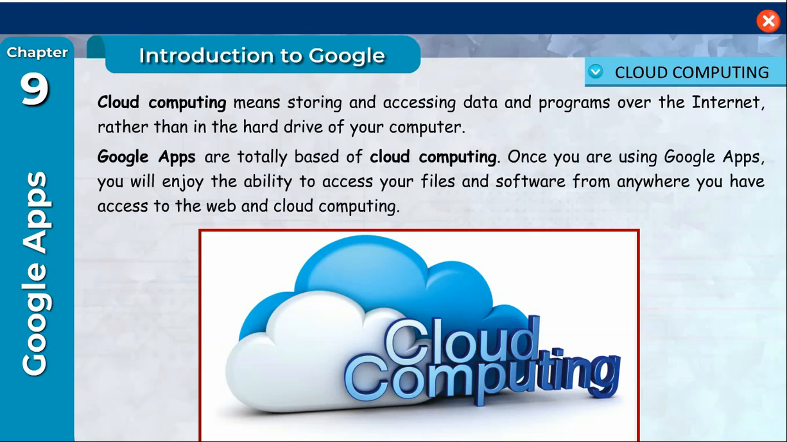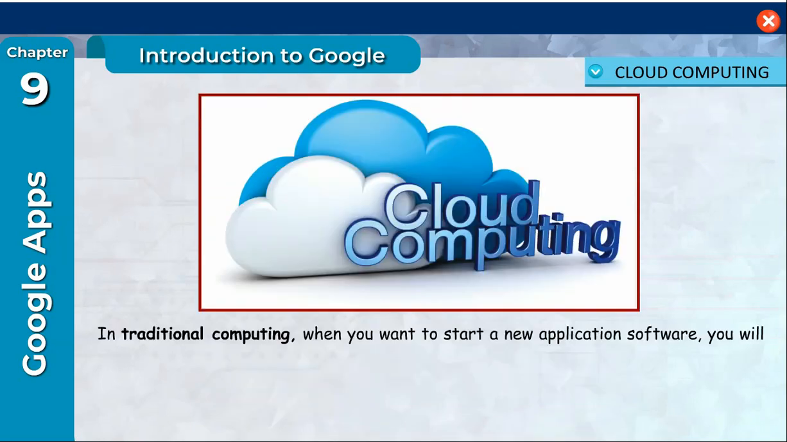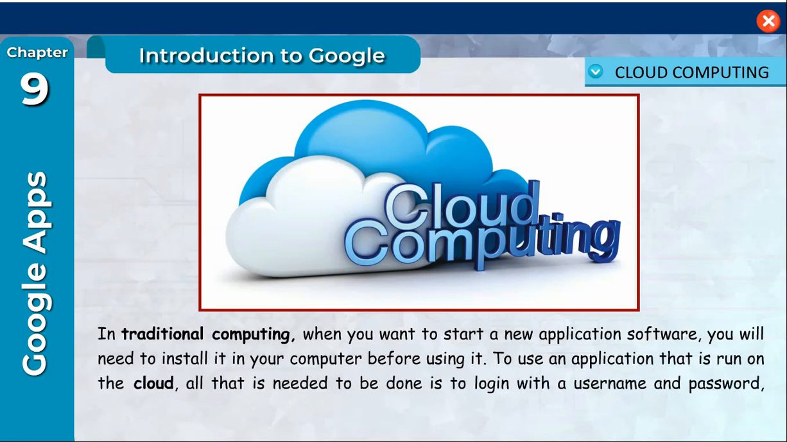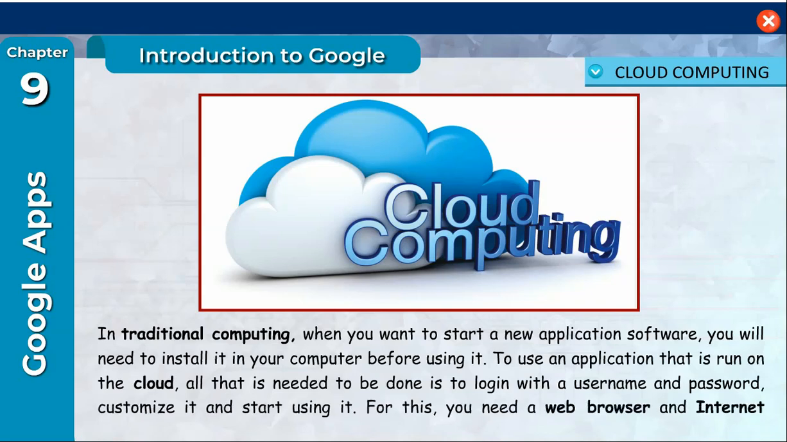You have access to the web and cloud computing. In traditional computing, when you want to start a new application software, you will need to install it in your computer before using it. To use an application that is run on the cloud, all that needs to be done is to log in with a username and password, customize it, and start using it. For this, you need a web browser and internet connection.